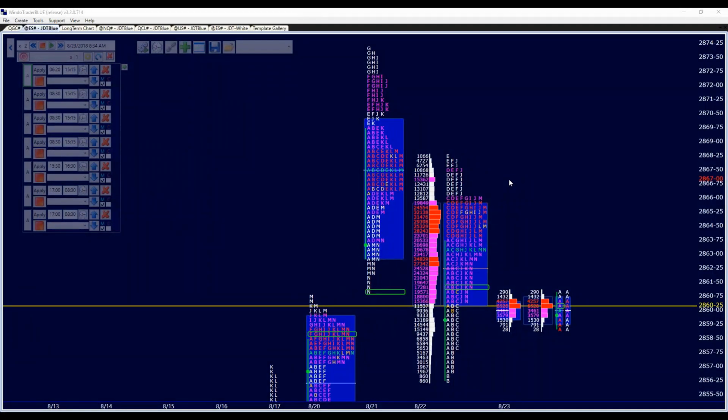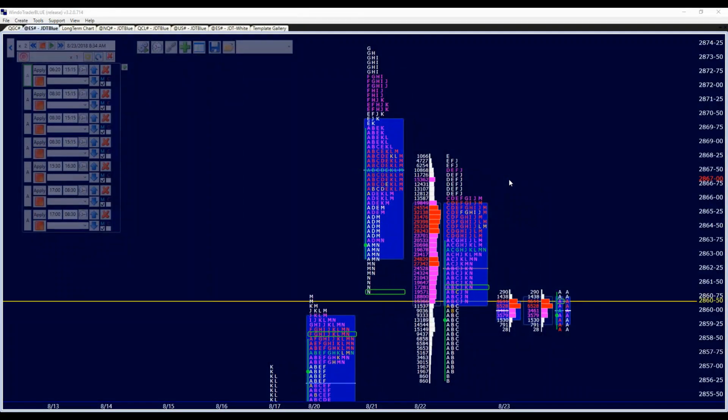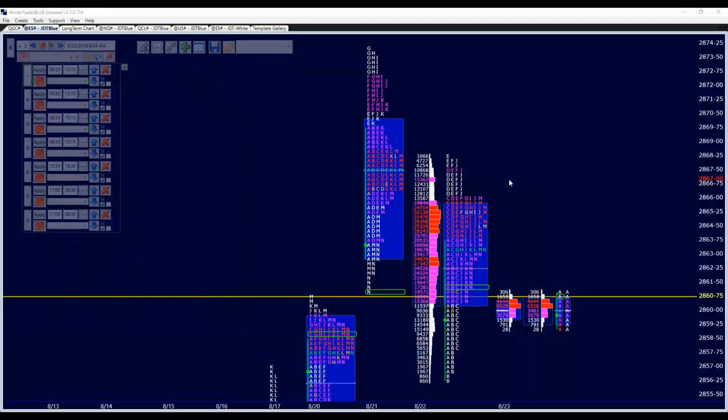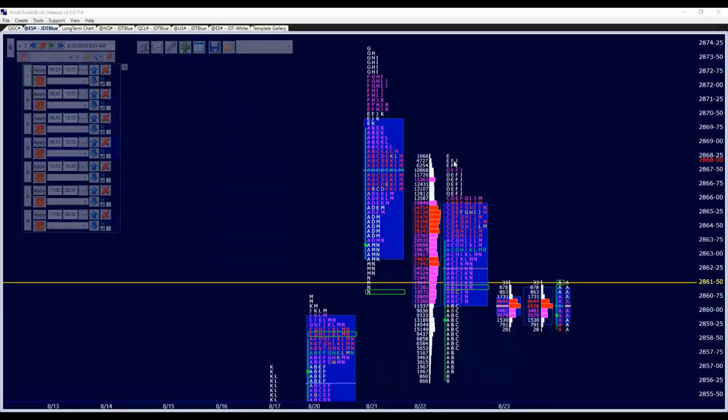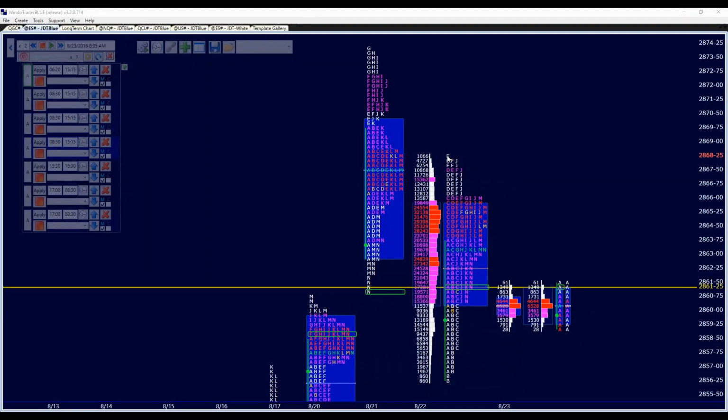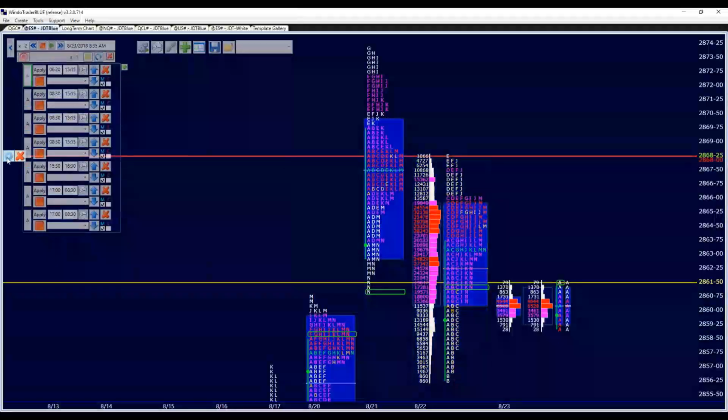So trading is about context. It's one thing to teach terms and value areas and things like that, but understanding context is really far more important than anything else. The context we have here: two back-to-back poor highs. Additional context is we're opening within the previous day's range.